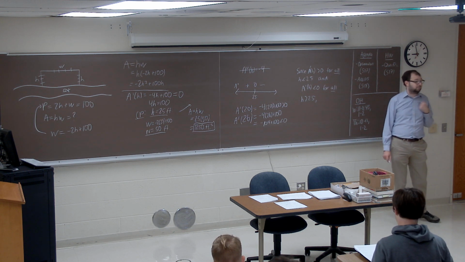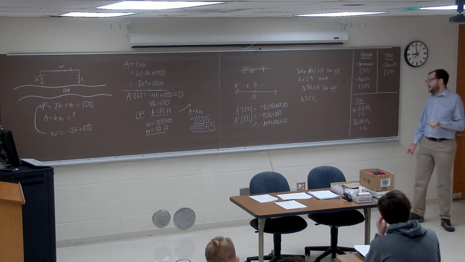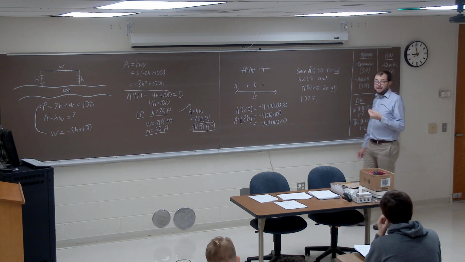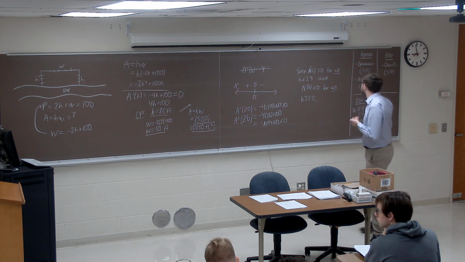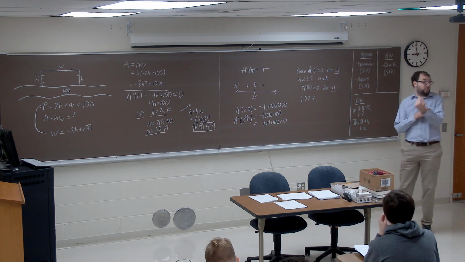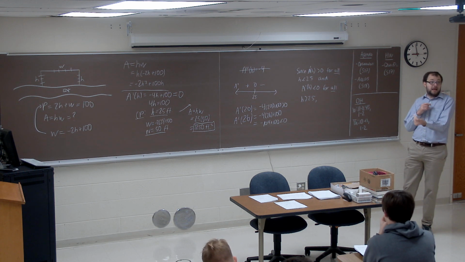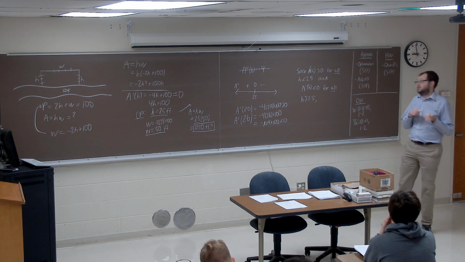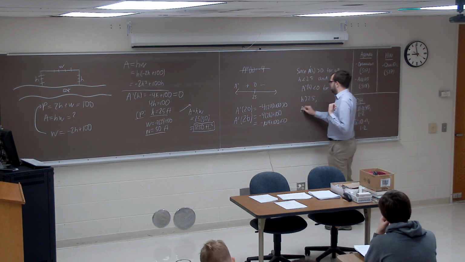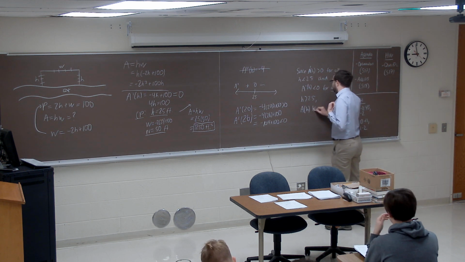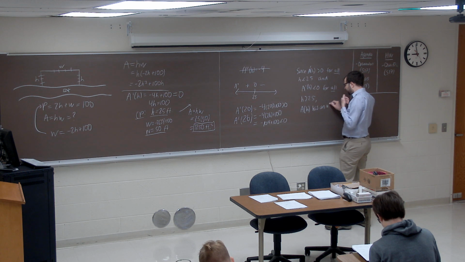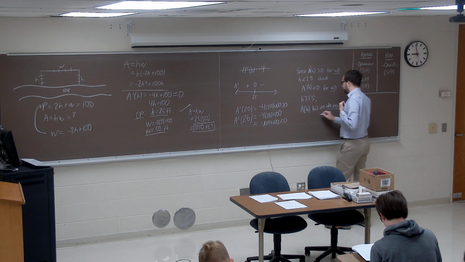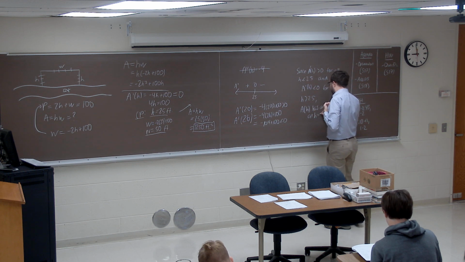Charlie? An absolute maximum. Yeah, we're going to have an absolute maximum. Absolute, because the first derivative is positive always to the left of 25, and the first derivative is negative always to the right of 25. You can say A of h has an absolute maximum at h equals 25.